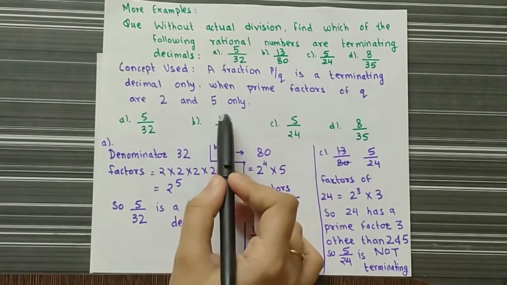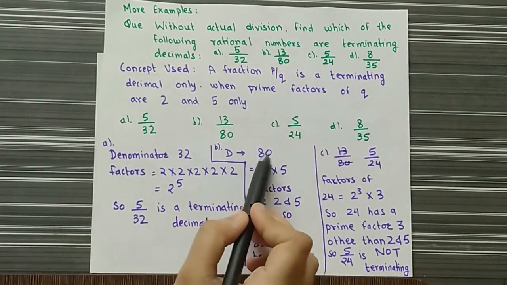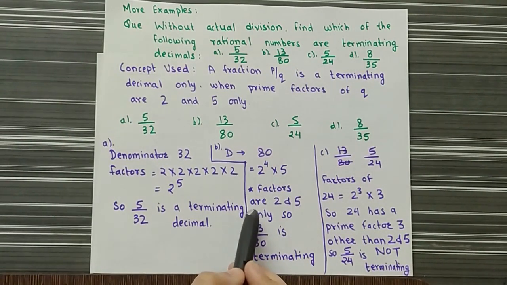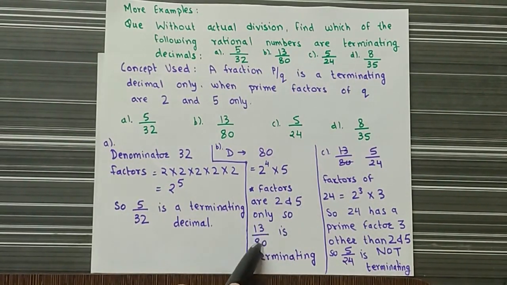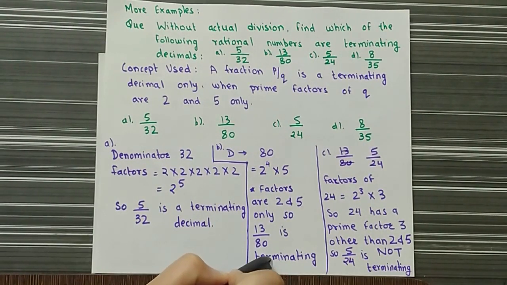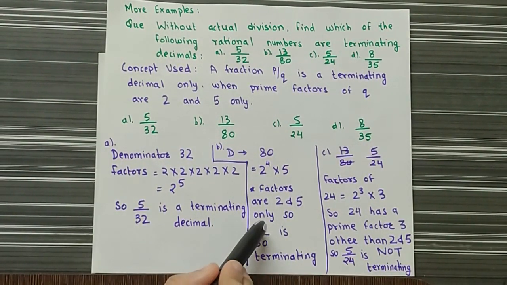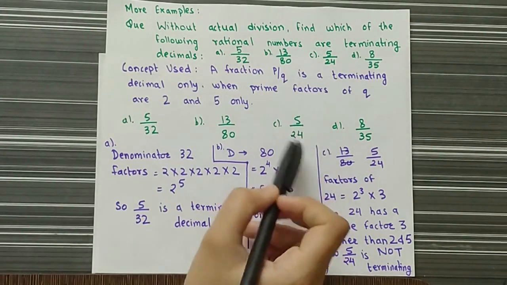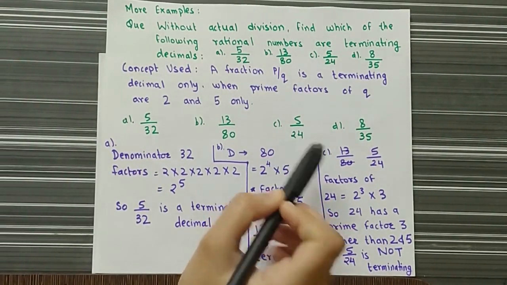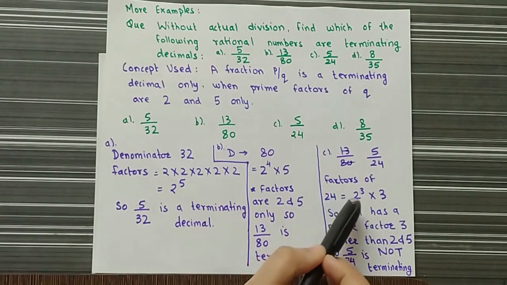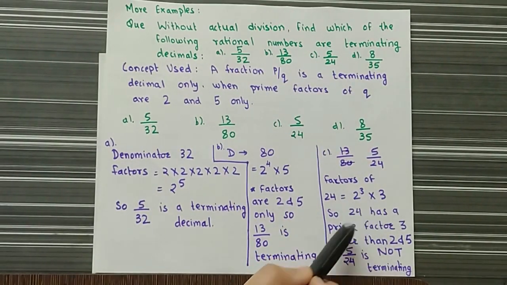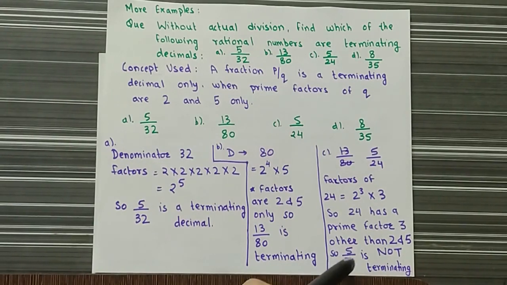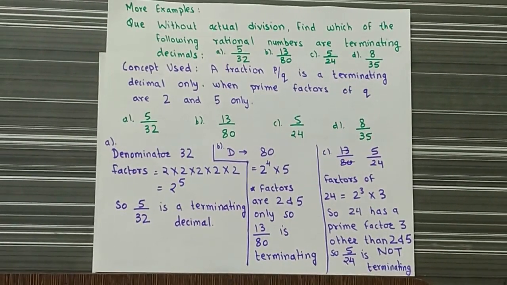Now we will take the second example, 13 by 80. The denominator is 80. 80 can be written as 2 to the power 4 into 5. The factors are 2 and 5 only. So 13 by 80 is a terminating decimal. We can check by actual division. If we divide 13 by 80, we will get a terminating decimal. Now the third example, 5 by 24. The factors of 24 are 2 to the power 3 and 3. So 24 has a prime factor 3 other than 2 and 5. So 5 by 24 is a non-terminating decimal.